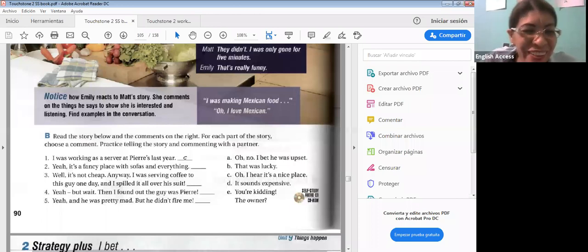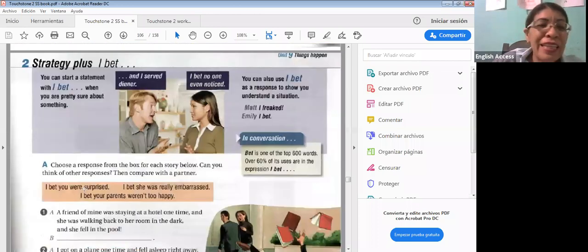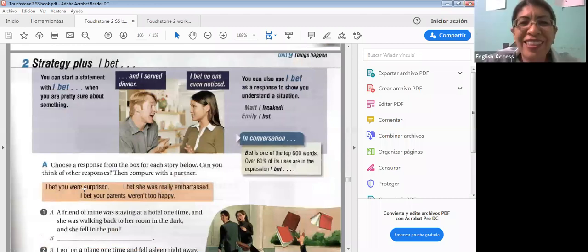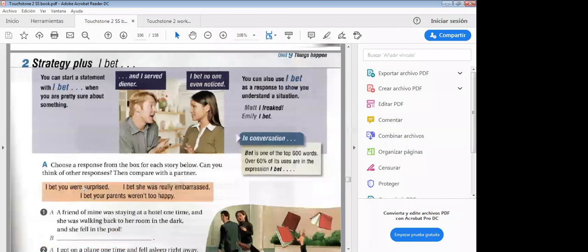Excellent, Luis. Correct. Okay, well now in the next page, the exercise 2, we have the strategy plus. It says, I bet. Okay, can you read this information, please, Luis? You can start a statement with I bet when you are pretty sure about something. I served dinner. I bet no one even noticed. You can also use I bet as a response to show you understand a situation. I freaked. I bet. Okay, correct.